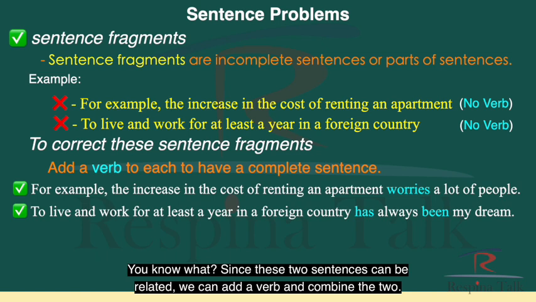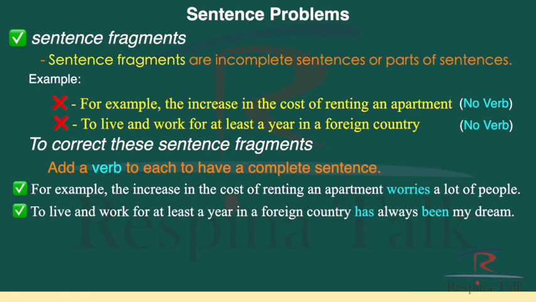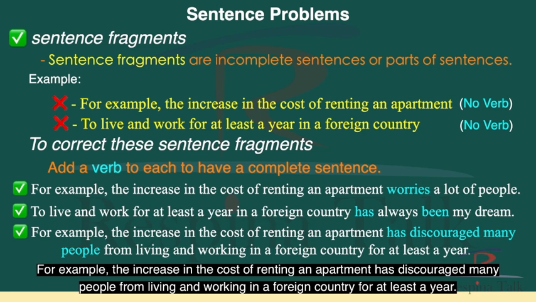You know what? Since these two sentences can be related, we can add a verb and combine the two. Here it is. For example, the increase in the cost of renting an apartment has discouraged many people from living and working in a foreign country for at least a year.